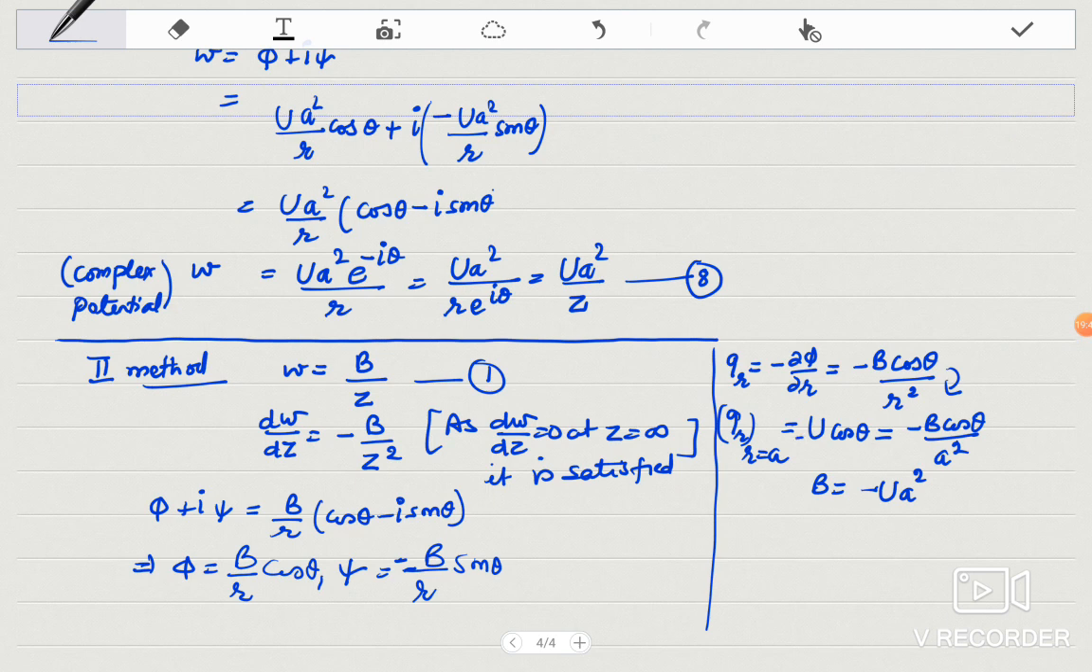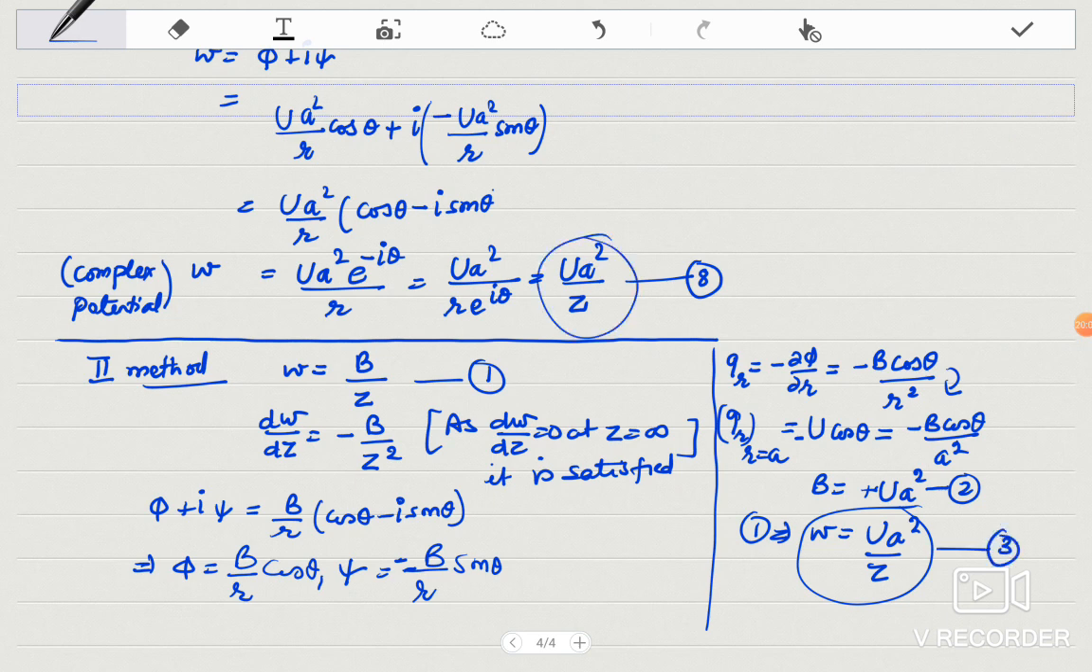It is minus u cos theta. So comparing, B is equal to u a square. Now put the value of B in 1. So 1 implies W is equal to u a square upon z. If you look at this, both are one and the same thing. In this way also, you may start your article by assuming W to be of this form. So now we proceed for other things of this article.